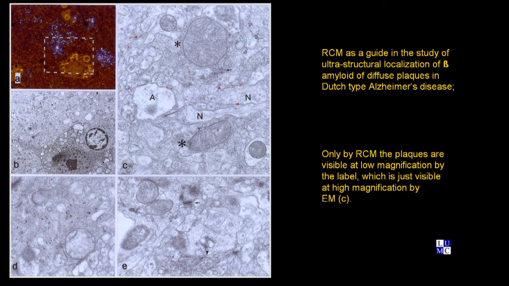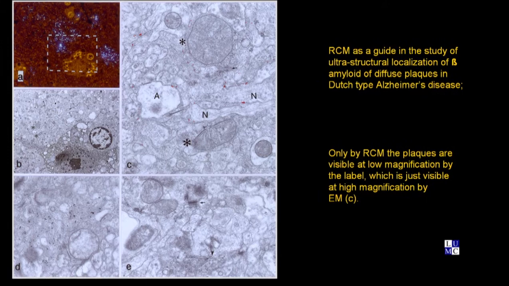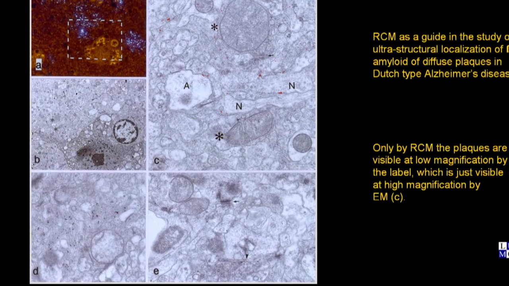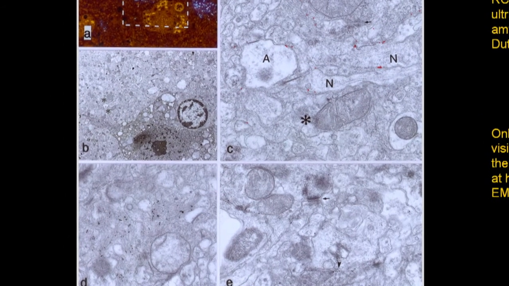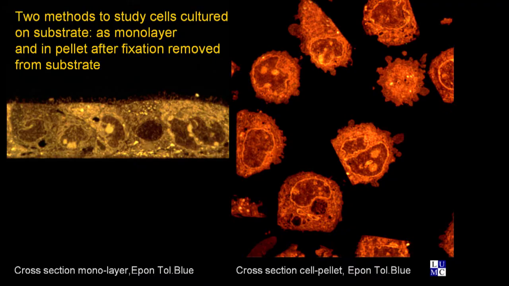For instance, immunostaining can be detected at 500 to 1000 times magnification and makes it possible to localize the labeled sites. RCM can be used as a guide in a study of ultrastructural localization of beta amyloid. RCM is a suitable method to study very small biopsies, which could formerly only be analyzed by EM or immunofluorescence. With RCM, images can be made of any object with a refractive index different from glass.